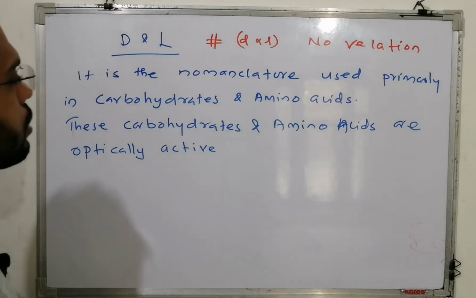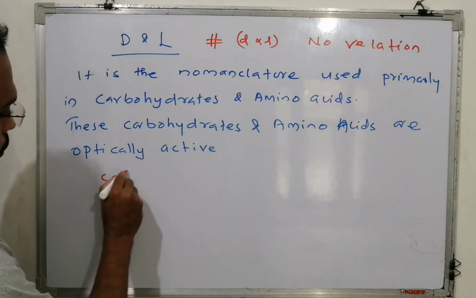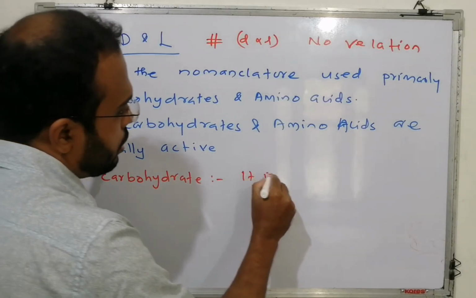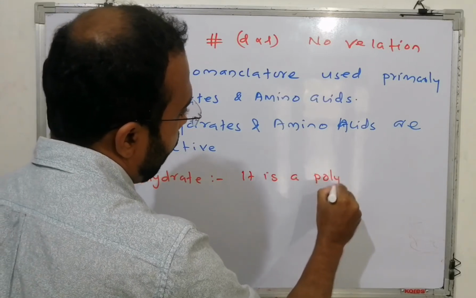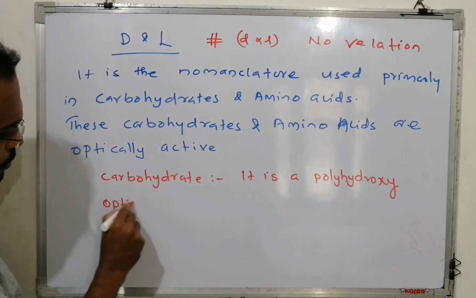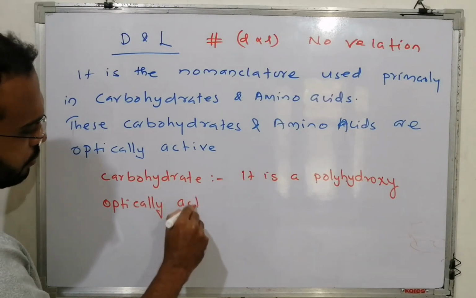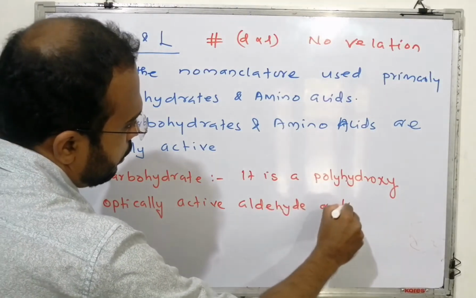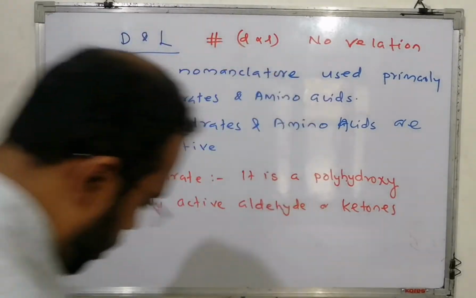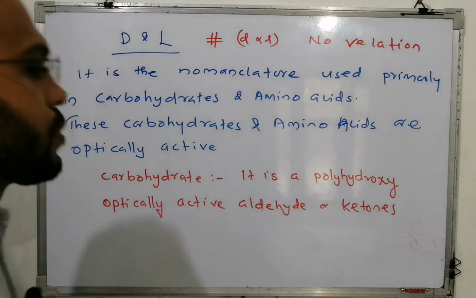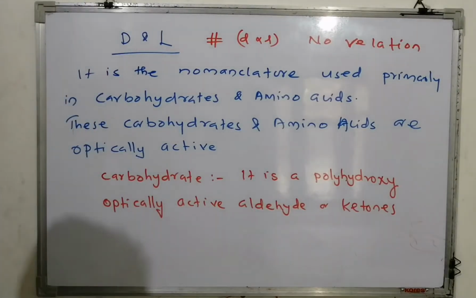What is a carbohydrate? You will learn it in detail. Carbohydrate, it is a polyhydroxy optically active aldehyde or ketone. They are polyhydroxy optically active aldehydes or ketones. Okay, fine. Let us go into the details of these isomers.